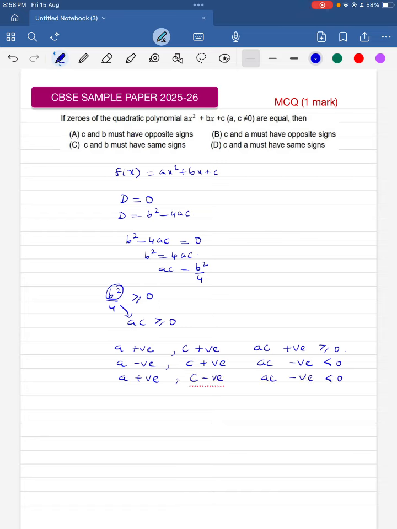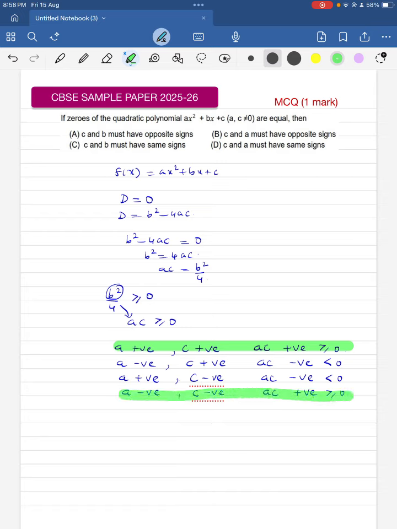Now if I take a as negative and c as negative as well, then a times c will become positive. So that will be greater than or equal to 0. So the possibility here is either a and c are both positive or a and c are both negative. So the correct option is c and a must have the same signs. Okay, so that's option D.